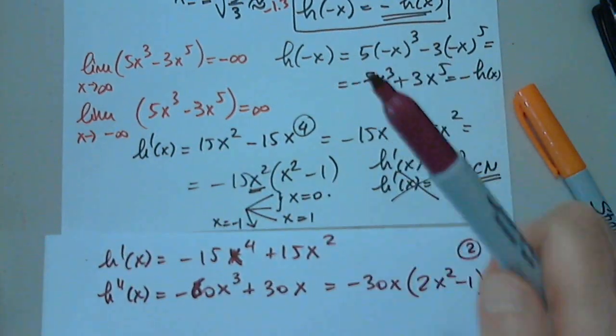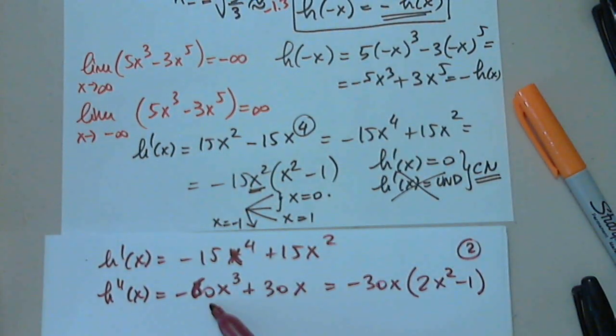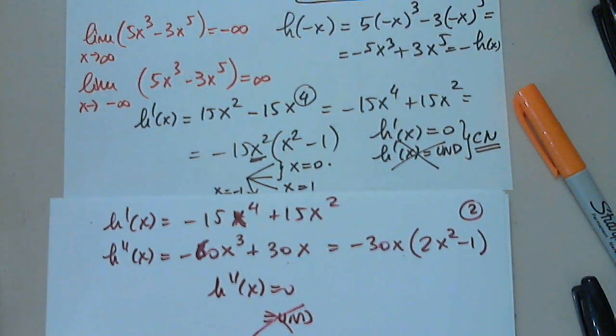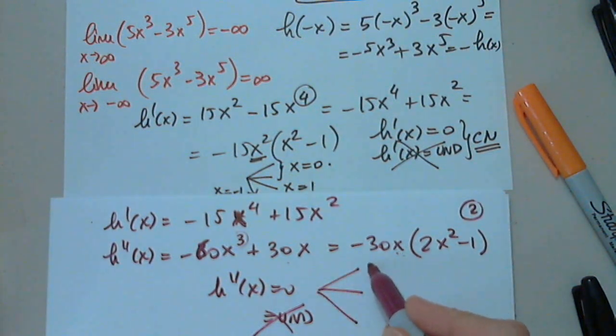Good. So negative 60x to the third plus 30x. We factor out negative 30x, and then I have 2x squared minus 1. So the second derivative, 0 or undefined. There is no discussion there. It's a polynomial function. Good. So then degree is 3, so I have to have 3 solutions. One solution from here, which is 0.